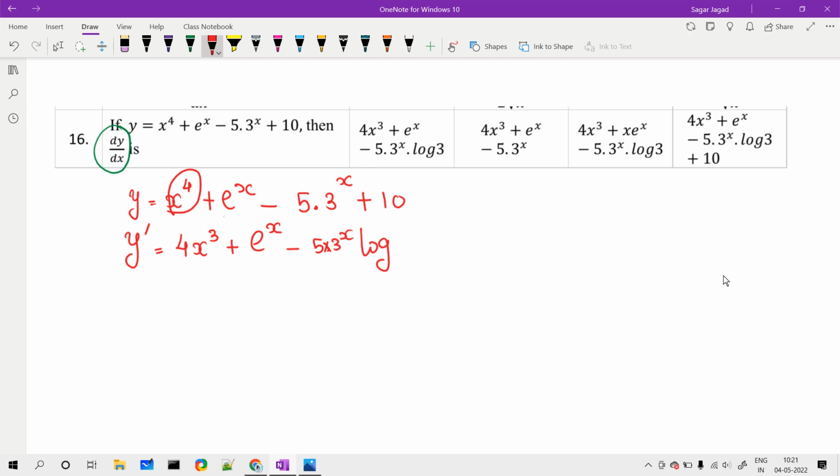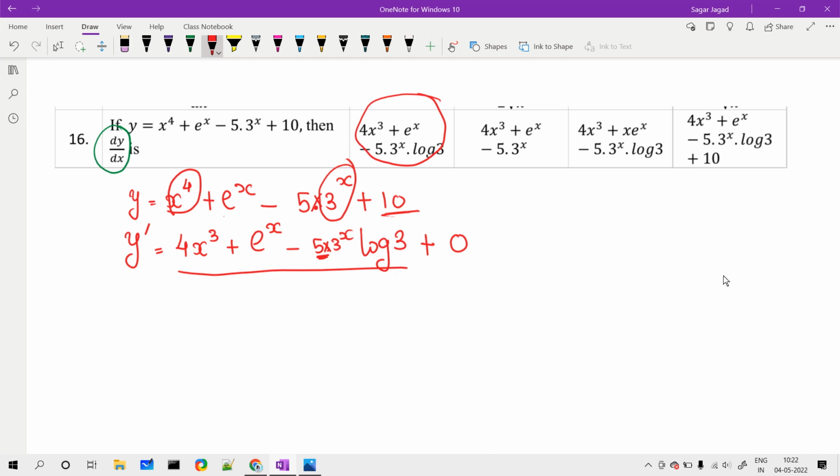So it is the derivative of 3 raised to x. 5 is a constant that comes outside. So it is 5 into 3 raised to x. What is the derivative of 3 raised to x? It is 3 raised to x log 3, plus the derivative of 10 is 0 because it is a constant. So the answer is 4x cube plus e raised to x minus 5 times 3 raised to x log 3. That is option A, which is correct.